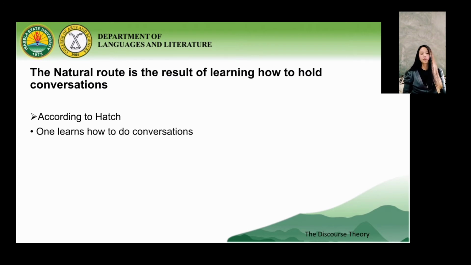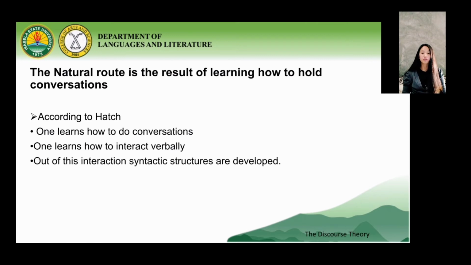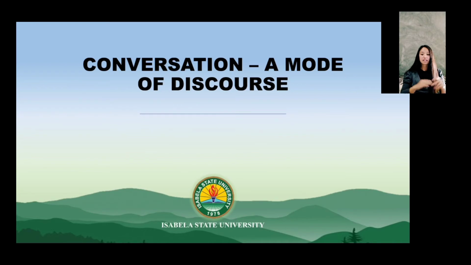According to Hatch, one learns how to do conversations. One learns how to interact verbally. Out of this interaction, syntactic structures are developed. And he also suggests that interaction determines the route of second language acquisition. So this is the strongest claim for the role of interaction in second language acquisition. It emphasizes the role of linguistic environment.